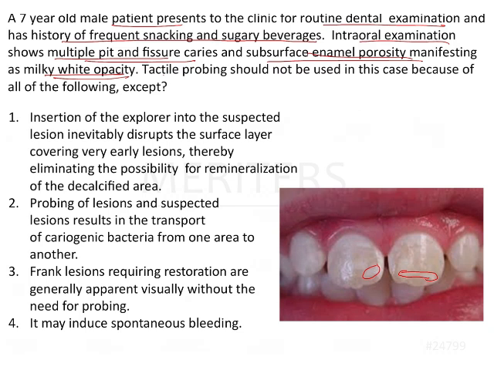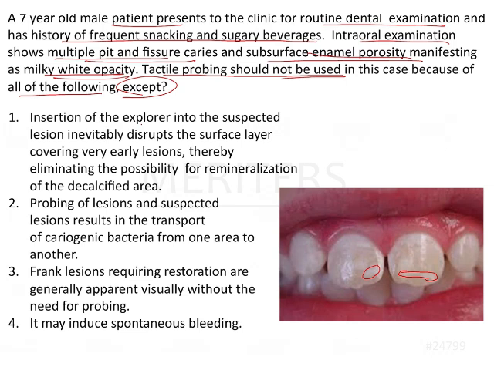Now the question is asking us that tactile probing should not be used in this case because of all of the following except. Now as we all know, we use visual and tactile probing in order to determine the presence of caries or any discontinuity or break in the continuity of the enamel. So it is asking us that this should not be done in this case, and all of the following are reasons to not do it except one. So let us look at all the options one by one and try to make sense of them.